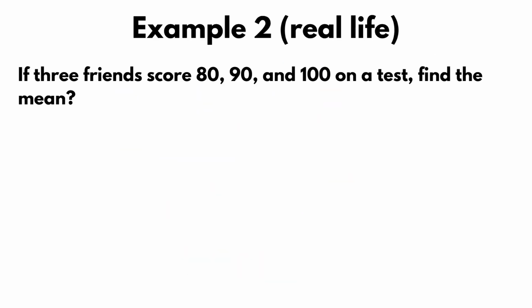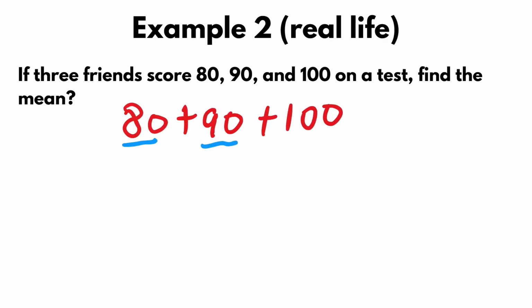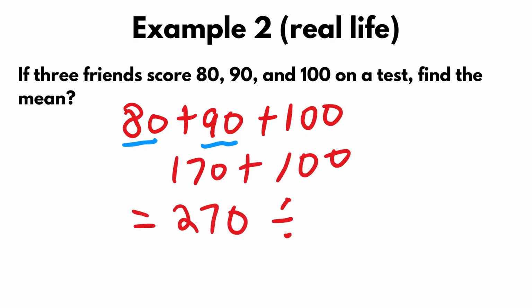Let's look at example 2 based on a real life example. Let's read the problem. If three friends score 80, 90, and 100 on a test, find the mean. By now, you should know the steps. Add, then divide by the number of numbers. Let's add 80 plus 90. That's easier because if I take away 10 from 80 and add it to 90, that's 100. 80 will be 70, and that will be a total of 170 plus 100. And it's very easy to add 170 plus 100.